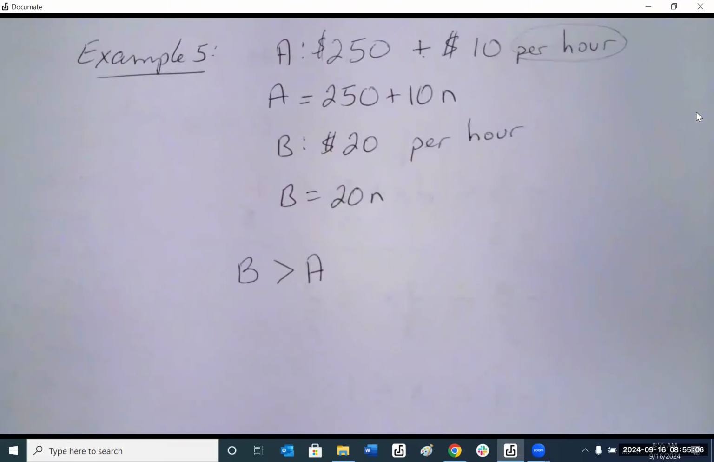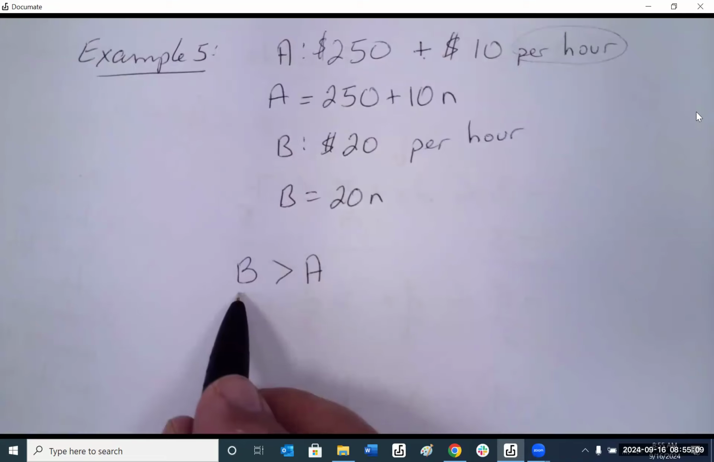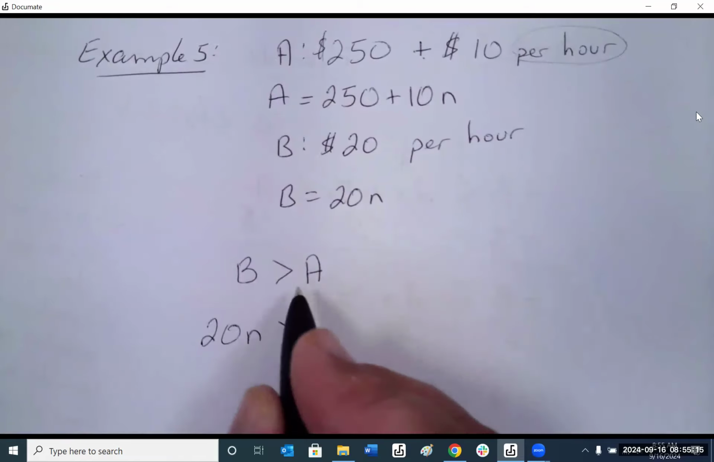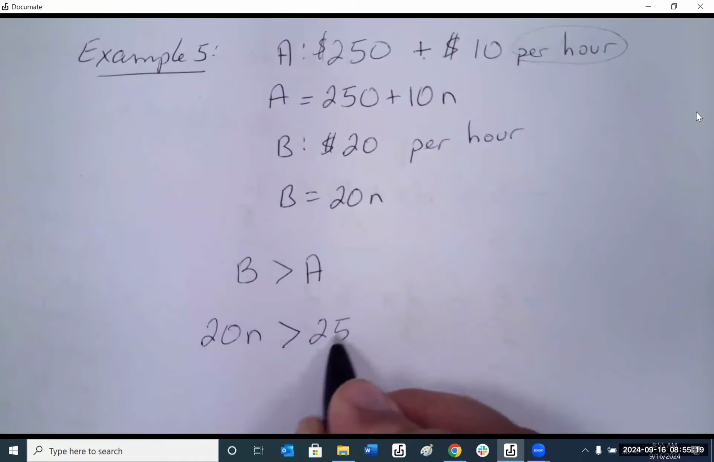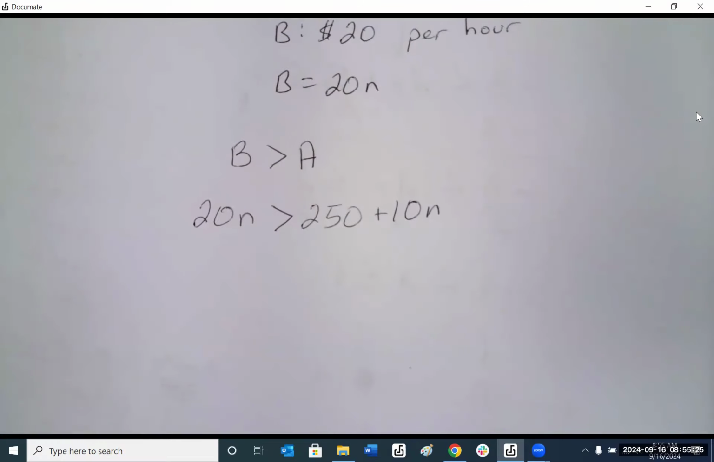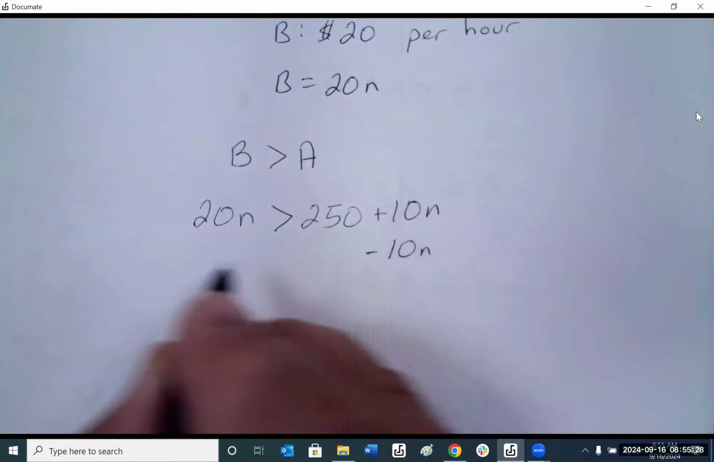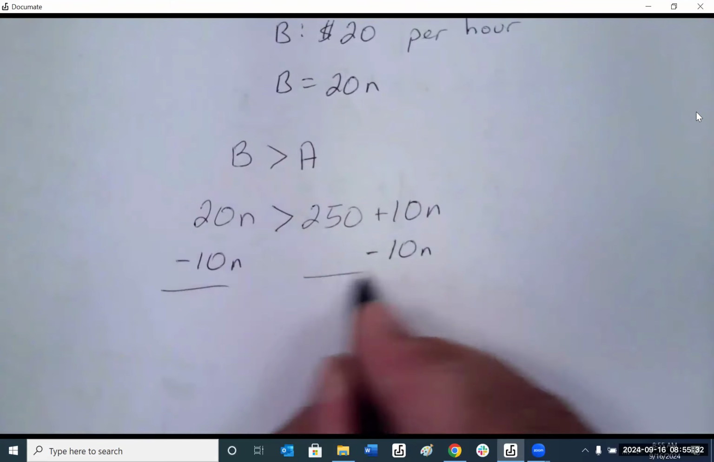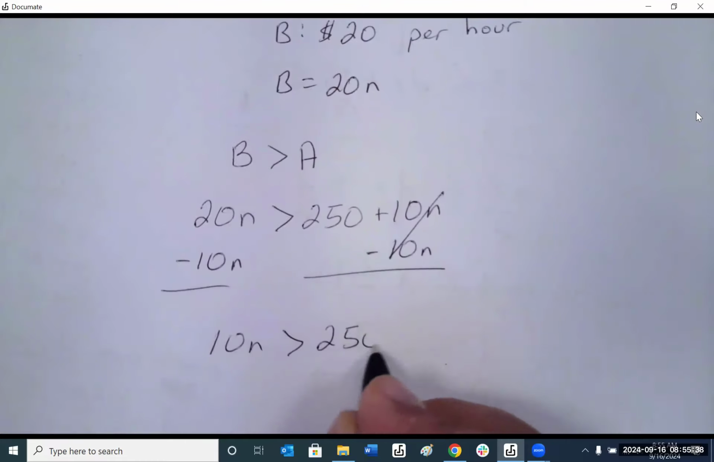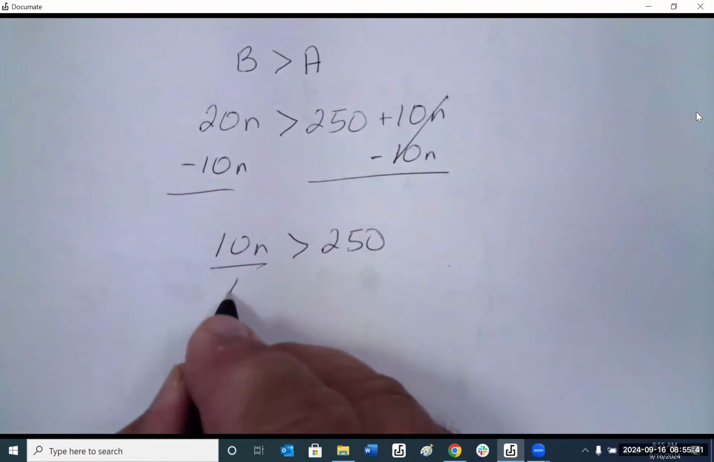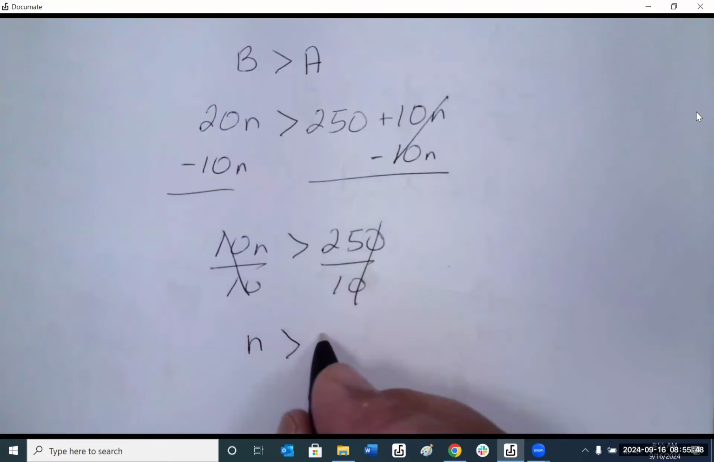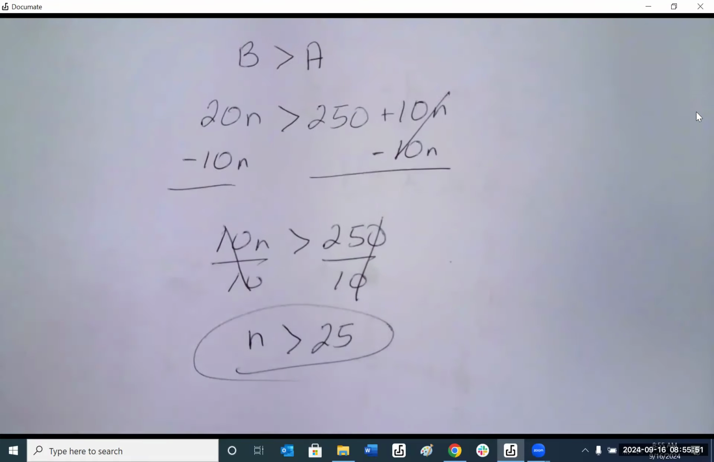So now what do we do? What is the formula for B? 20N. And the formula for A? 250 plus 10N. Now we solve for N. So we subtract 10N from both sides. And divide by 10. So cancel zeros. So anything greater than 25 hours, Plan B is better.